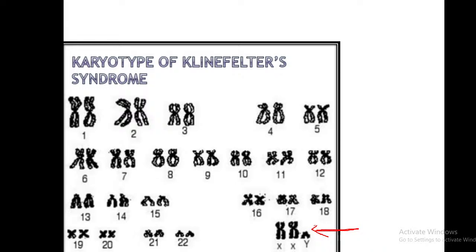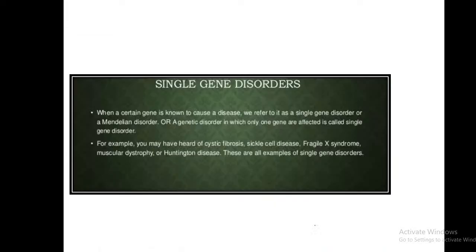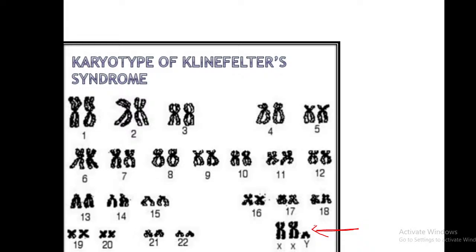They have widely placed nipples. They are very tall, and they are sterile, of course. They cannot produce sperms. These are the phenotypical characters of Klinefelter syndrome. From puberty, the problem arises.